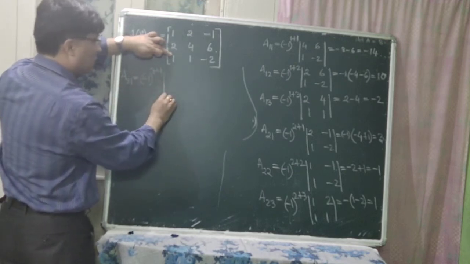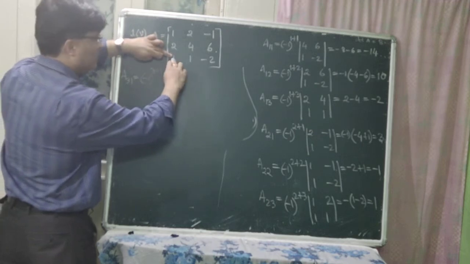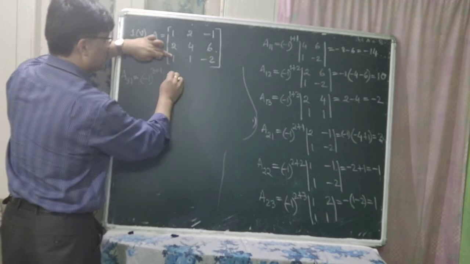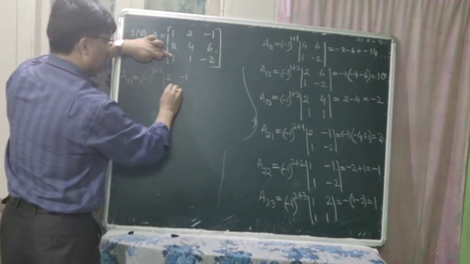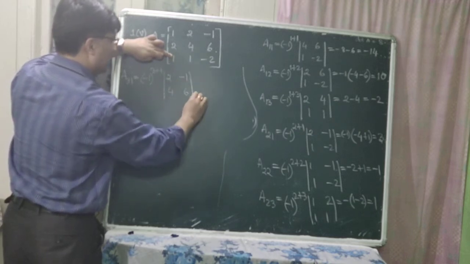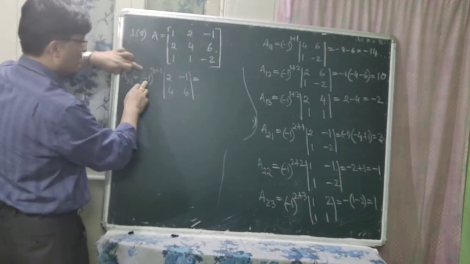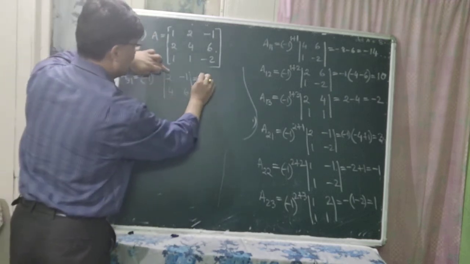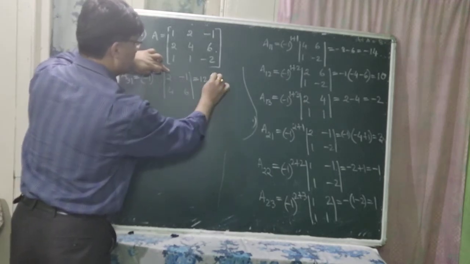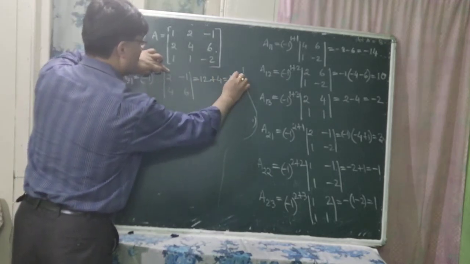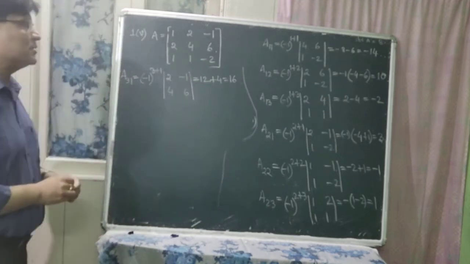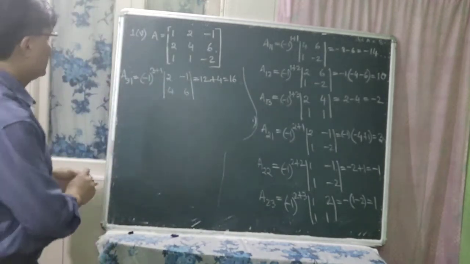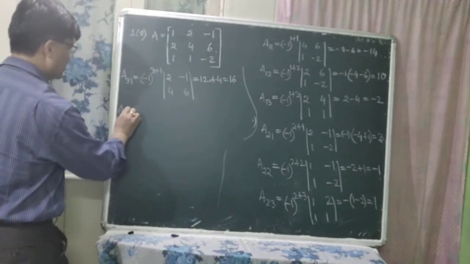Now we have to delete the row and the column through the element 1. That means the third row and first column are deleted. What remains? 2 minus 1, 4, 6. Which is equal to minus 1 whole to the power 4, an even number, so plus. 2 6 are 12 minus 2 minus plus 4, which is equal to 16. You know that. Next one is A32.